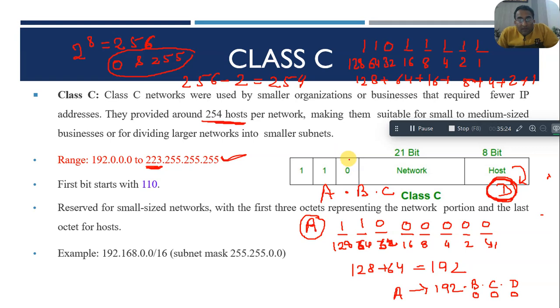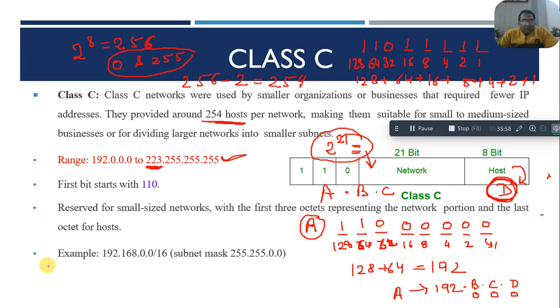Now again we are going to see how many networks there will be. As the 3 bits are reserved, we are remaining with 21 bits. So a total of 24 bits are assigned for the network. So the total number of addresses will be 2 to the power 21. This is the number of networks that can be there in class C. Class C is used by small organizations or small businesses where there are only a few devices to be assigned an IP address.